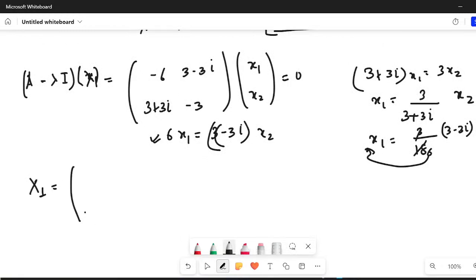X1 would be simply, if I take x2 as 1, then x1 would be 3 minus 3 iota upon 6, which is equal to 1 minus iota upon 2. Is that clear or not clear? I guess it is clear.